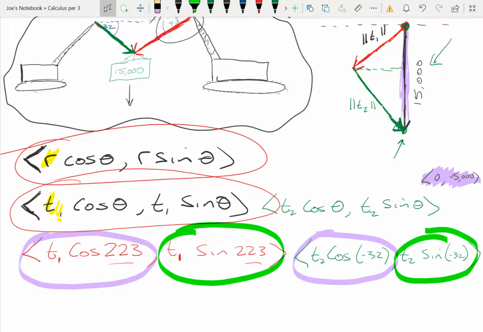You add your vectors tip to tail, there to there, xy component, there to there, and the resultant vector goes from the beginning of the first to the end of the last. My resultant vector has a component 0, negative 15,000. So the x components need to add up to 0. And my sine of 223 plus my sine of negative 32 needs to add up to negative 15,000. So that's a system of equations.